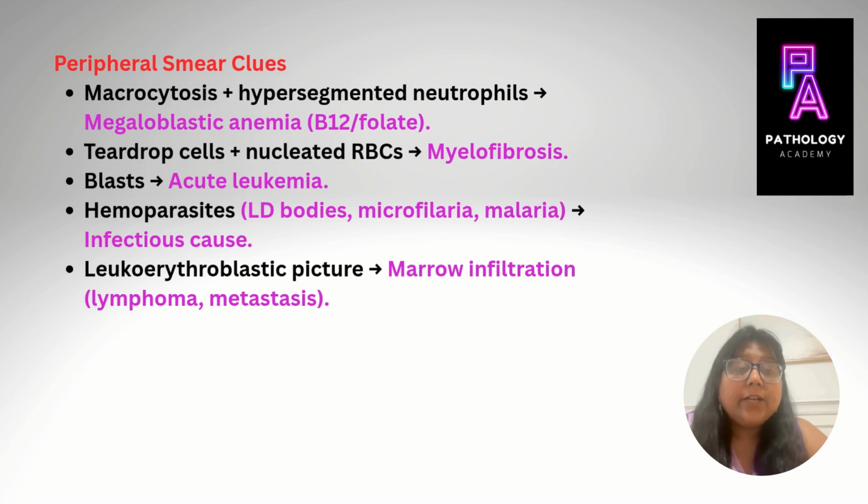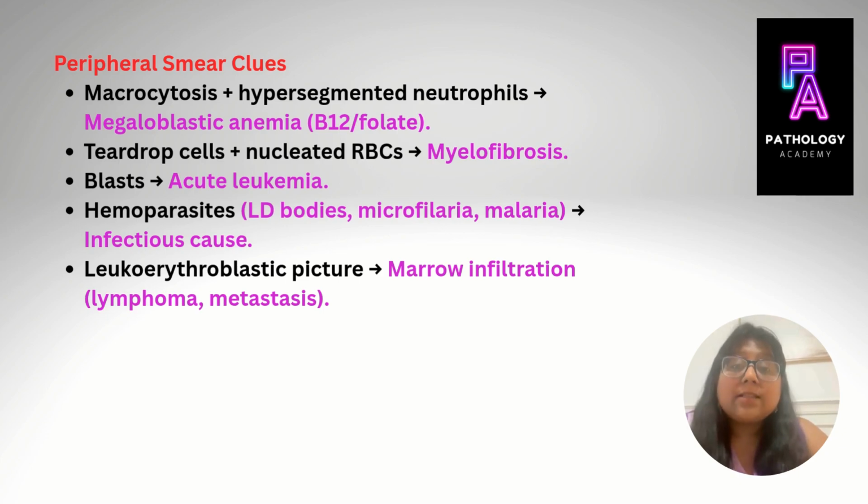Peripheral smear can give clues regarding the diagnosis of pancytopenia. For example, if macrocytosis plus hypersegmented neutrophils are seen in the peripheral smear, we can think about megaloblastic anemia and ask for B12 and folate levels. If teardrops and nucleated RBCs are seen, we can think about myelofibrosis. If we see blasts, we can think in terms of acute leukemia. If hemoparasites like LD bodies, microfilaria, or malaria are seen on a peripheral smear, we can ascertain that cause.